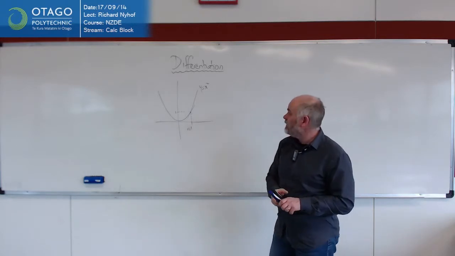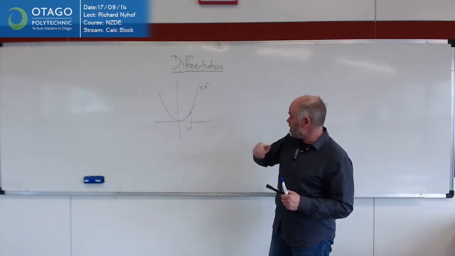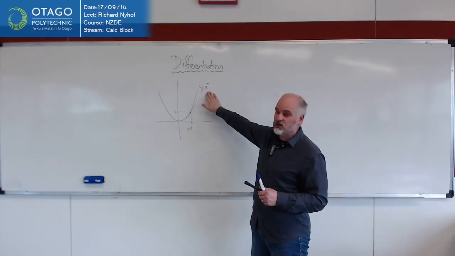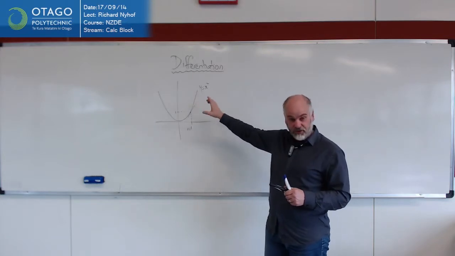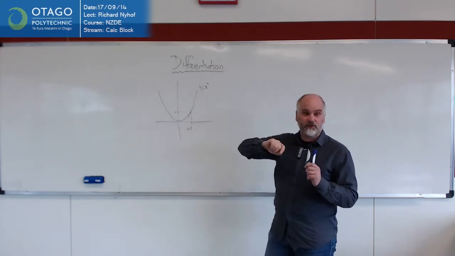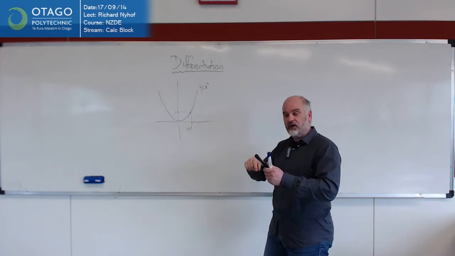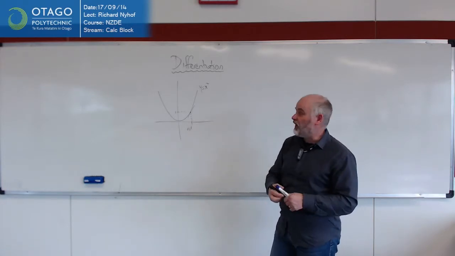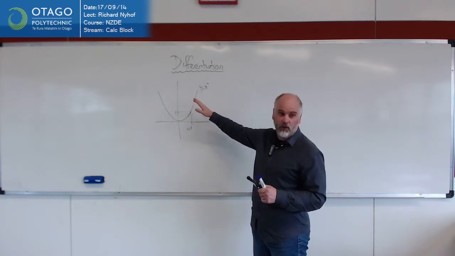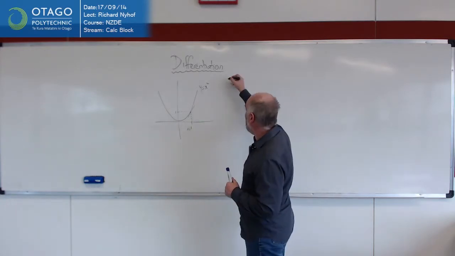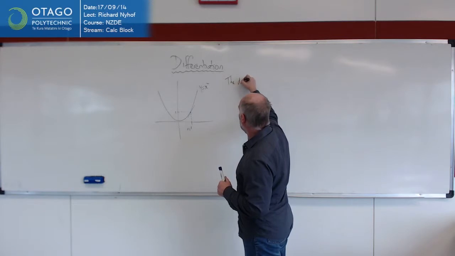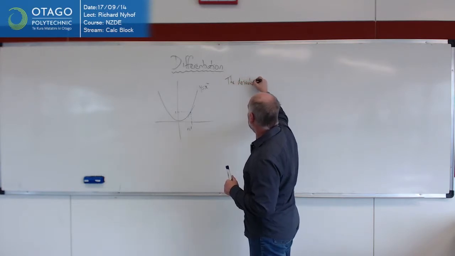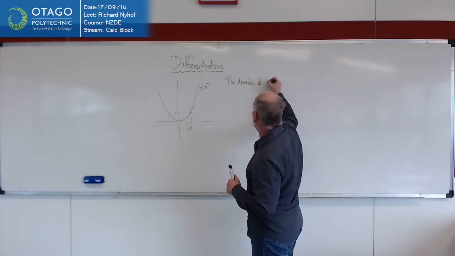How do we know? So what we need to be able to do is change x squared into what's called the derivative of that function. So we need to differentiate the function to get the derivative. And we need to have some way of writing that we've done this. So it's not going to be y anymore, it's now going to be the derivative of y. So we're going to find the derivative of y.